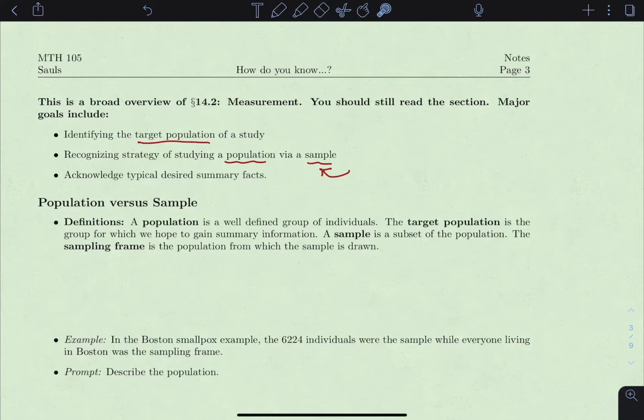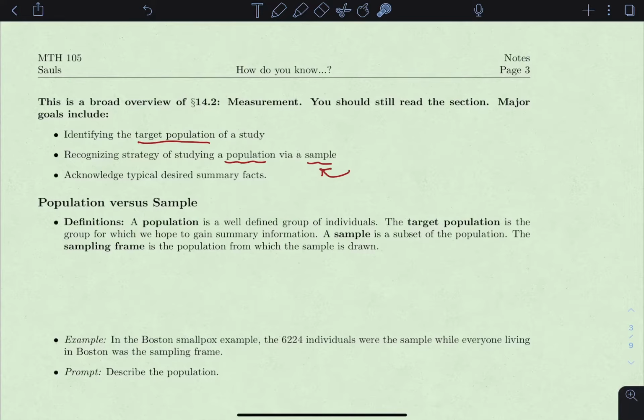But then when we're making a research study, we have a target population. The population is a well-defined group of people, and the target population is the group that we're specifically trying to get information about. The sample is a subset of the population or target population, a subgroup of the full group that we're trying to study. And then the sampling frame is a population in its own right, but it's not necessarily the population that we're trying to study. It's just the group that we are drawing our sample from.